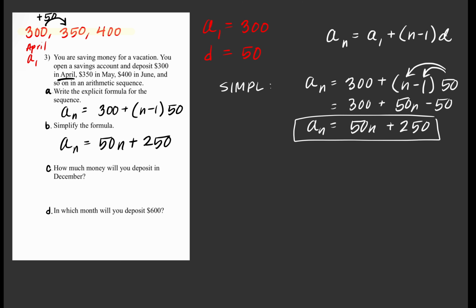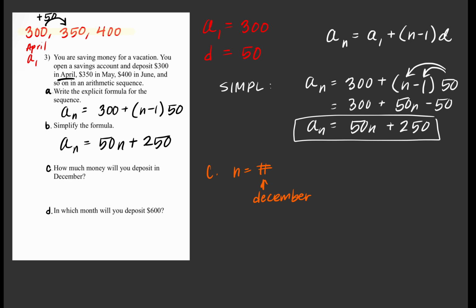Now part D, as we know, part D will always have n is equal to that number. This is part C, I apologize. Part C is always going to be n is equal to the number that's given. Here it says, how much money will you deposit in December? So instead of a number that's given to me, I'm given December, and I have to convert this into the number. We know that December is the 12th month out of the year. However, we did not start in January for our deposits. Our deposits started in April.